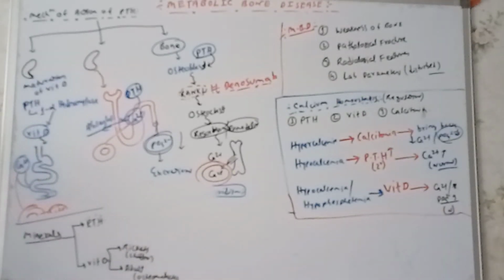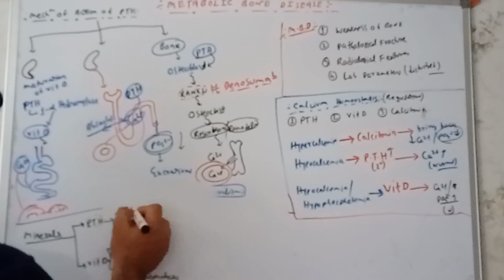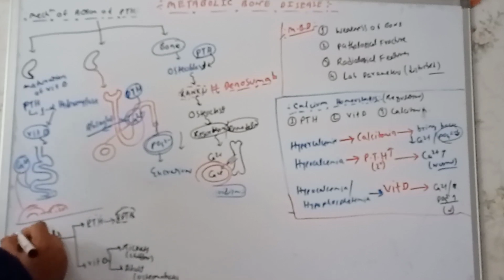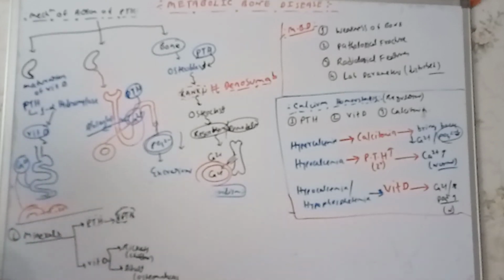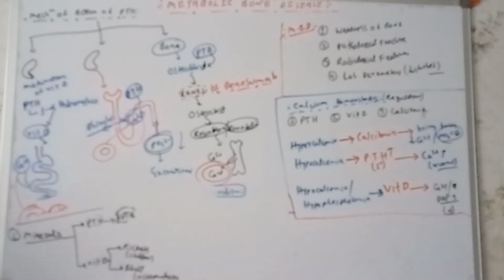So whenever the mineral is deficient, of course we'll see hyperparathyroidism, increased secretion of the parathyroid hormone. Because whenever it is reduced, or it is not working properly, or the mineral is not getting deposited properly, at that time we'll see this type of manifestation, right?